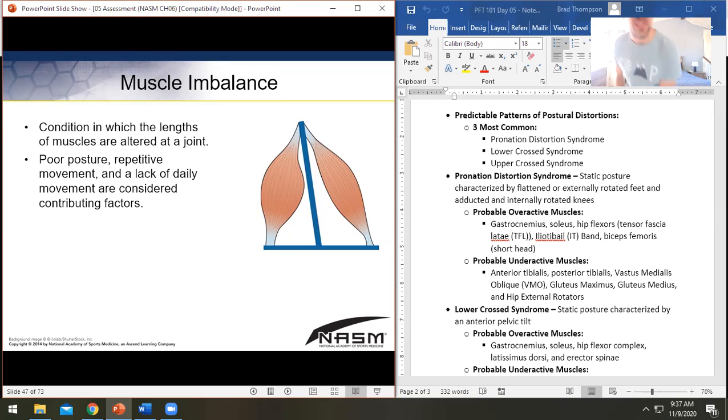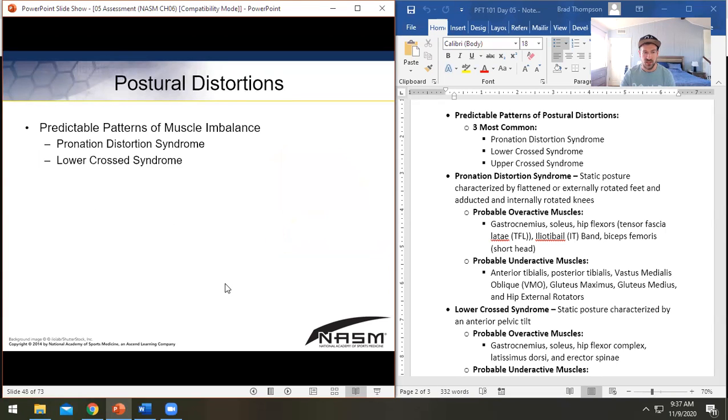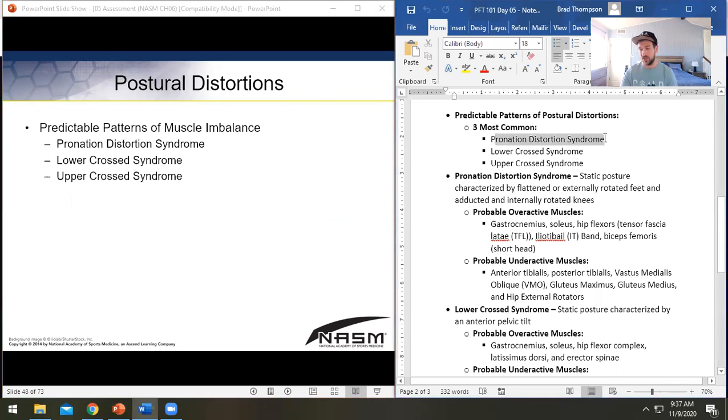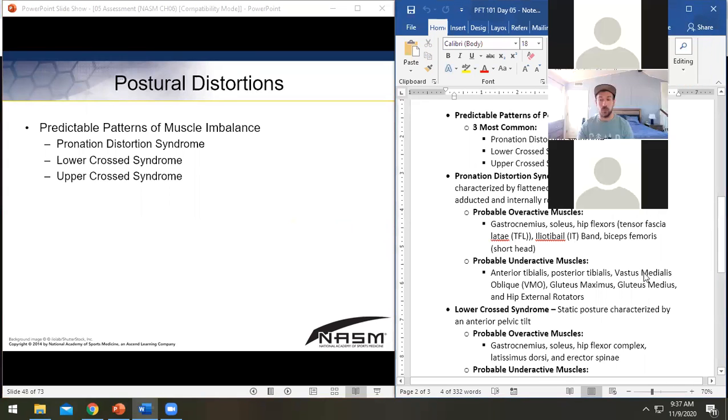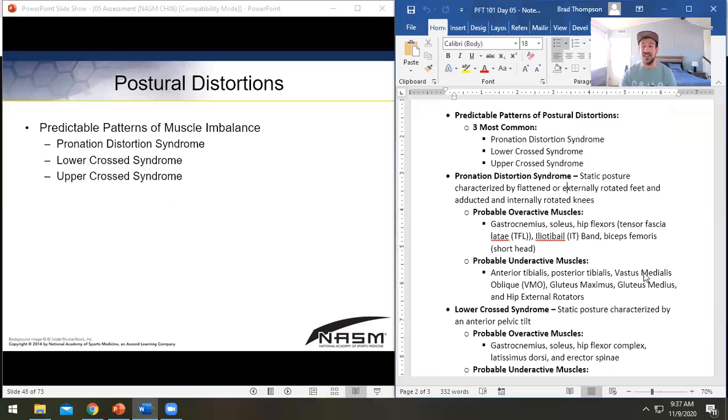A lot of times it's repetitive movement patterns. That's the most common reason we end up with these muscle imbalances. So the three most common: pronation distortion syndrome, lower cross syndrome, and upper cross syndrome. I want you guys to get super, super familiar with these terms. I want you to know them inside, outside, backwards, and forwards.